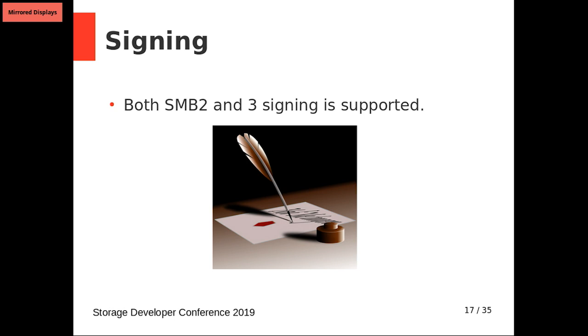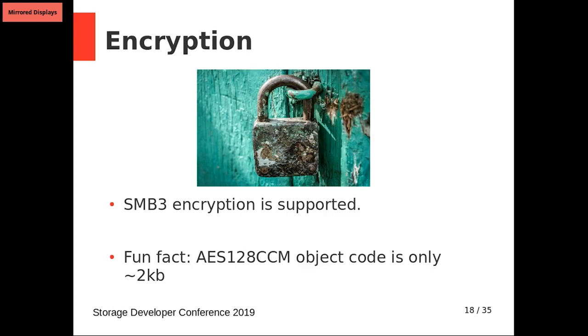Signing, SMB2 and SMB3 signing is supported. Encryption, SMB3 encryption is supported. Right now, though, it's only AES 128 CCM, not GCM. I'm not sure whether it would make sense to implement GCM here, since I want to be able to run on a microcontroller, I don't have vector instructions or anything, so everything will have to be very, very basic C code. There's no SSE3 or AltiVec on the targets that I aim at.